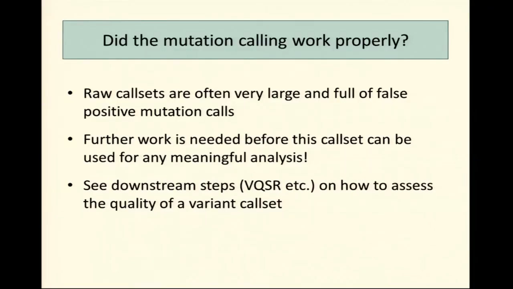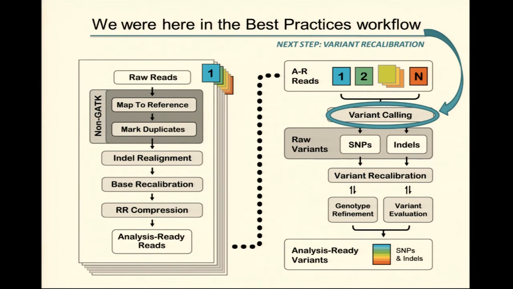The answer is that there will be real stuff, but there will also be junk. We cannot avoid the problem of false positives in general, but we have very good and very powerful tools downstream to assess the quality of a variant call set and to filter out the false positives to get yourself a very good set of variants. So this is where we are. We called variants. We got our list of raw variants, SNPs and indels, and the next step is variant recalibration, or in general, how to filter out the false positives in your data.